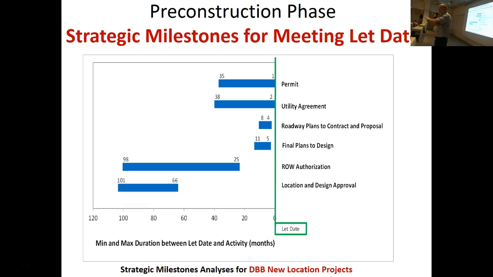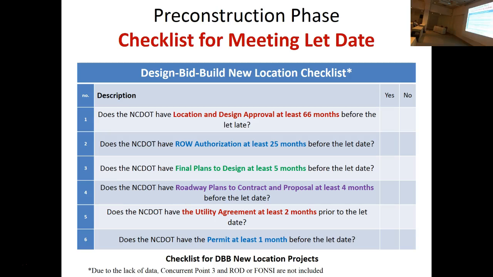They can take this milestone chart, and this happens to be for design, bid, build, new location projects. And you can just check off. In fact, we created a checklist right here for them. So for design, bid, build, new location projects, we put these questions together based on that previous slide. For example, does the NCDOT have location and design approval at least 66 months before the let date? Yes or no? And the same with the other interim milestones, yes or no.